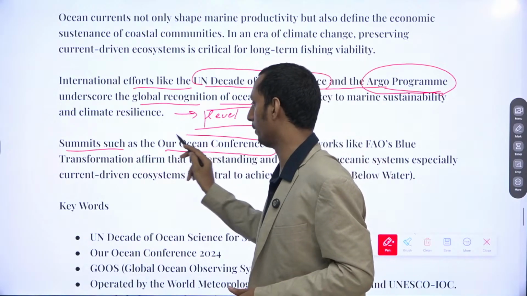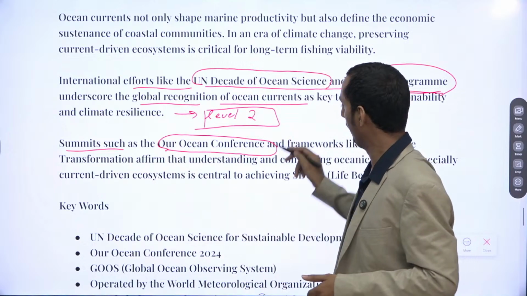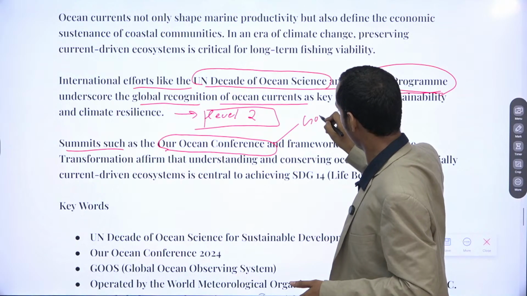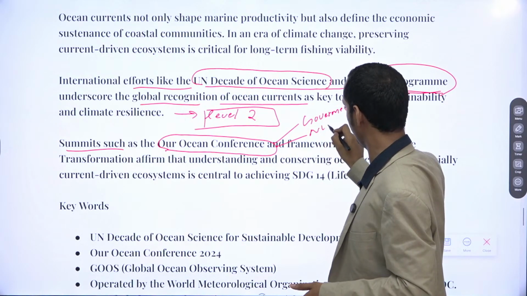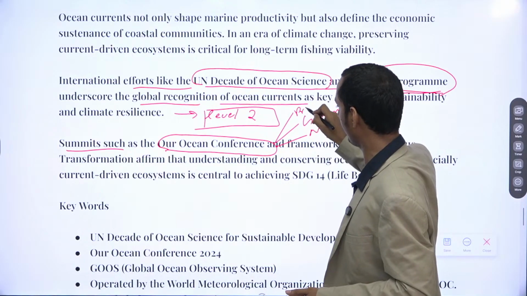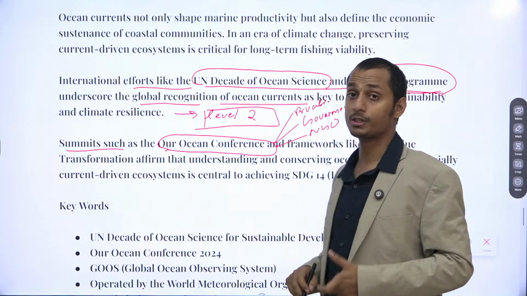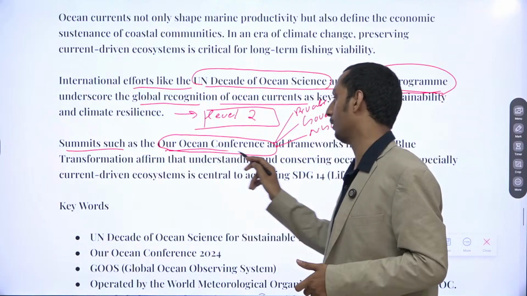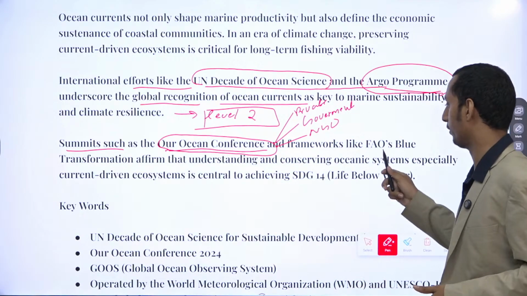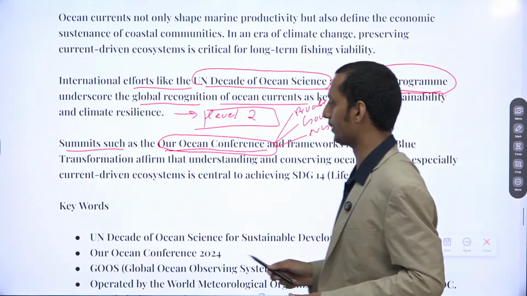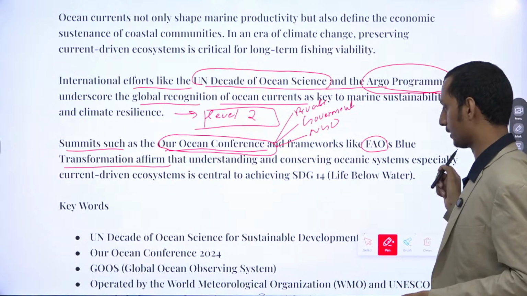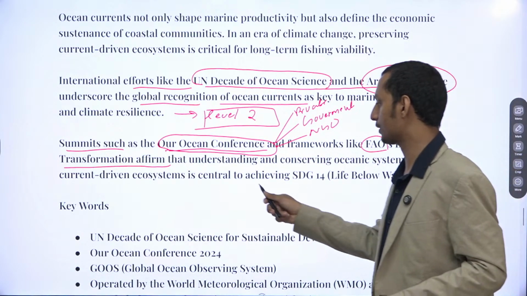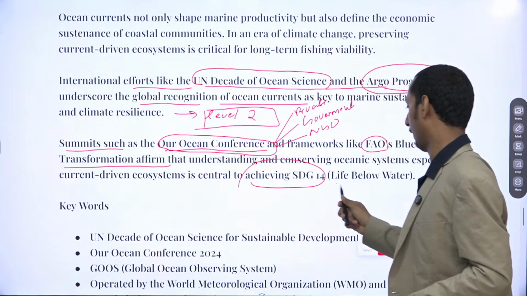Now, this is an annual ocean conference where different governments, NGOs, and private partners come together for the conservation of oceans. You can mention the Our Ocean Conference and frameworks like FAO's Blue Transformation, which affirm the understanding and conservation of ocean systems, especially in achieving SDG goal 14, life below water.